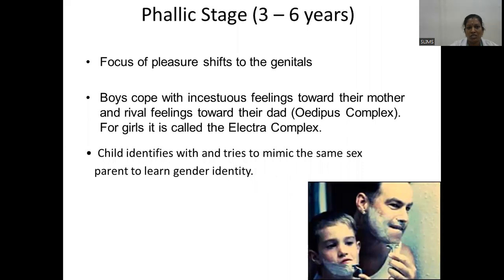Next is the phallic stage. In this phallic stage, the age is between 3 to 6 years. The focus of pleasure shifts to the genitals. Boys cope with incestuous feelings towards their mother and rivalry feelings towards their dad, called the Oedipus complex. For girls, it is called the Electra complex. The child identifies with and tries to mimic the same-sex parent to learn gender identity.